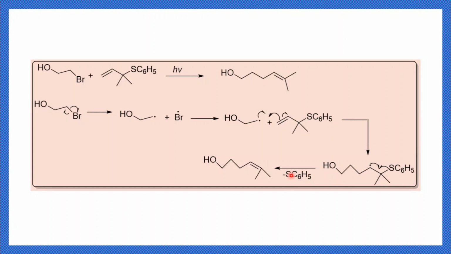That is SPh radical, and you will get this as your final product. So the reaction mechanism is very simple. This 1-bromo-2-hydroxyethane reacts with your allyl sulfide derivative in the presence of hν, and it's an example of intermolecular carbon-carbon bond formation.